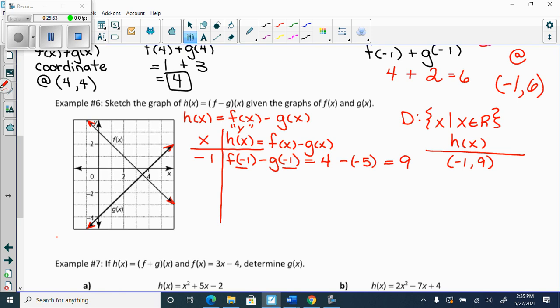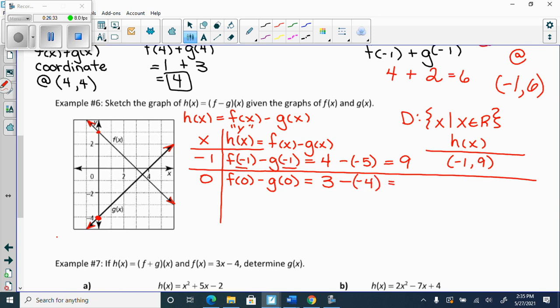Now what if I do 0? 0 would be my next x, right? That they share in common. Does everyone see that? 0 is my next x they share in common. So I'm going to do 0 next. In order to get my new y, I have to do what it says here, f of x minus g of x. But I'm going to do f of 0 minus g of 0. F of 0, I go to 0 and I follow it up to my f. F of 0 is 3 minus. G of 0 is -4. Which is going to get me 7. So another coordinate on h of x is at 0 and 7.